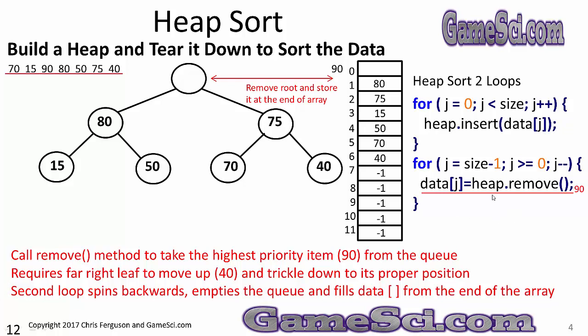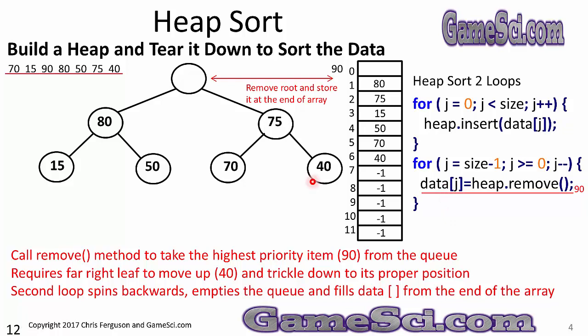What does that mean? We're going to start at the end of the array and remove an item from the heap. That remove will pull the highest priority item, 90, off the heap. Remove the root and store it at the end of the array. Take it out and put it at the end of the array, or position J. Again, we're moving backwards.